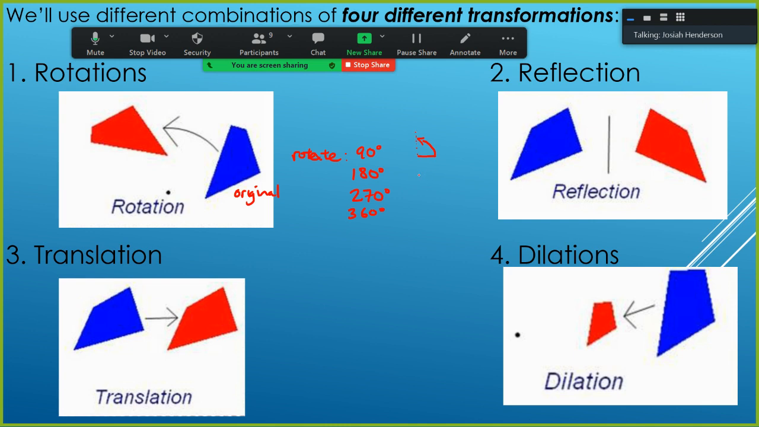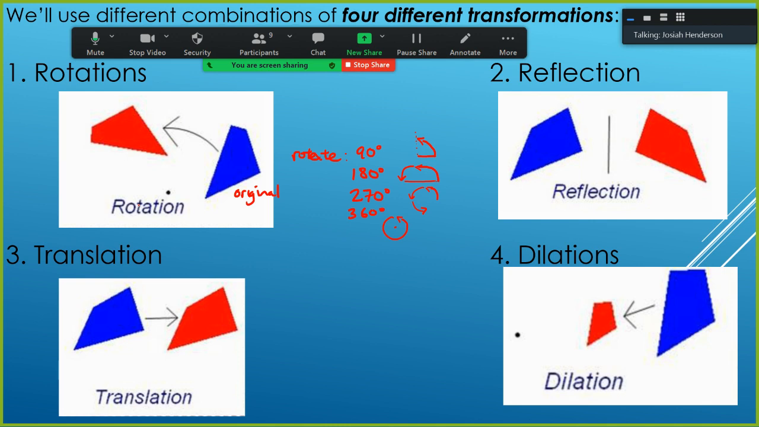180 degrees flips it around. 2 90-degree turns, so it's like here plus one more. 270 is 3 90-degree turns. And then 360, we end up just going in a full circle, so it's a little redundant. So we actually don't use 360 too much.